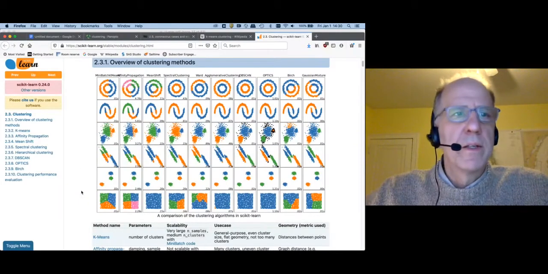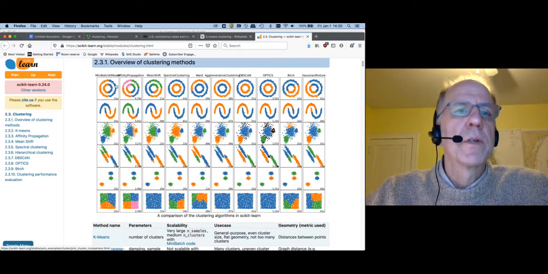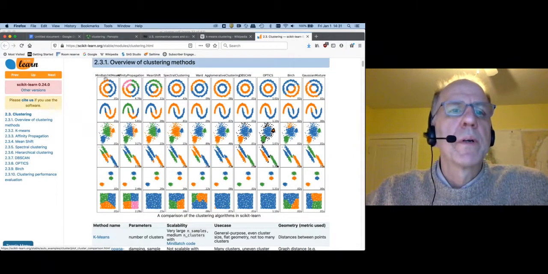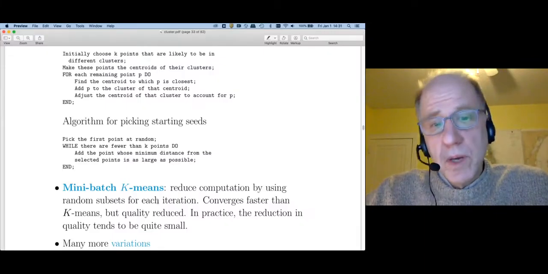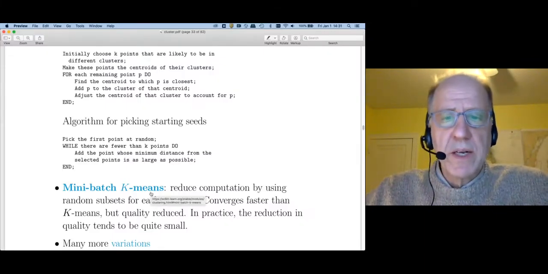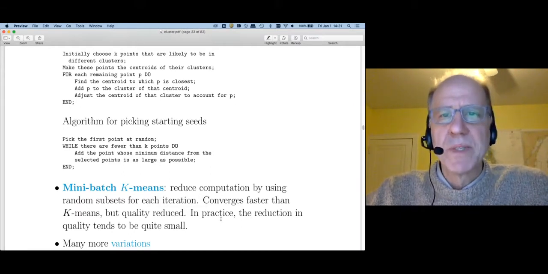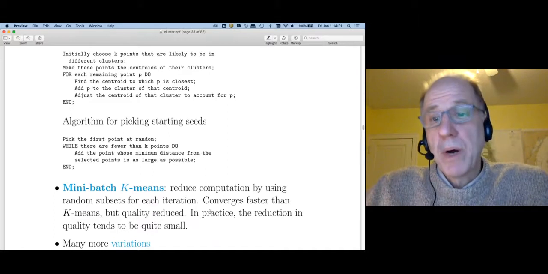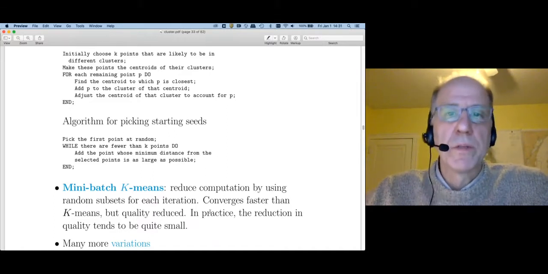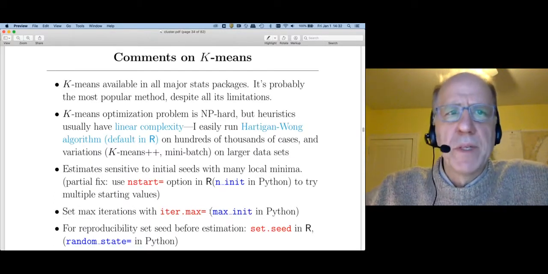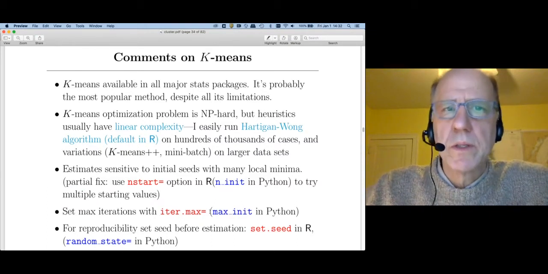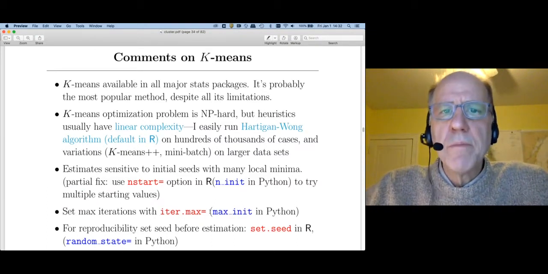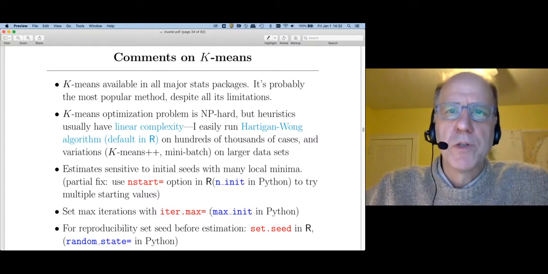If we look back at the Python page, you can see they actually recommend something called mini-batch k-means. You can read about that on Wikipedia. The basic idea here is to reduce computations by using random subsets for each iteration. You may lose a little bit of performance in terms of SSE, but in practice, people have found that reduction to be quite small. Let me now make a few comments about k-means. K-means is one of the most popular clustering algorithms.